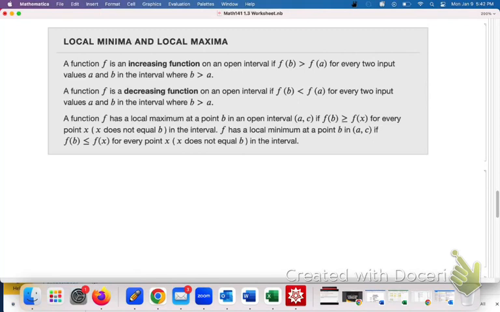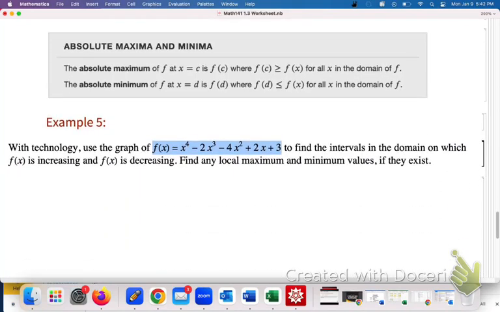Okay, so hopefully I didn't already say it, but an absolute maximum is a function value f of c that's greater than or equal to all the other outputs where x is in the domain. So literally the absolute maximum is just the y-coordinate of any highest point on the graph. And similarly, the absolute minimum is the y-coordinate of any lowest point on the graph.